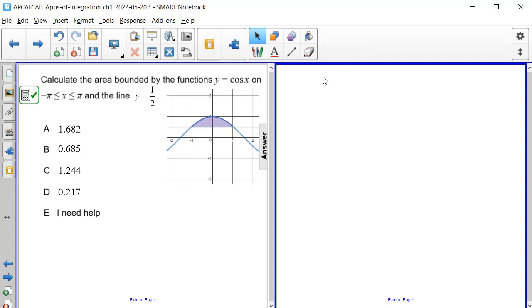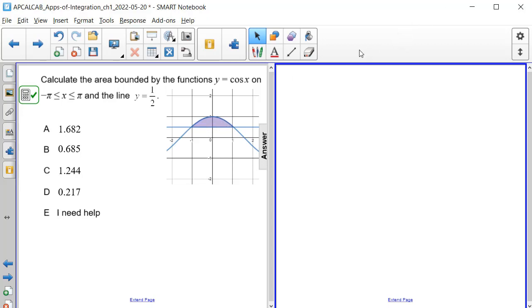Calculate the area bounded by the function y equals cosine of x on the interval from negative pi less than or equal to x less than or equal to pi, and the line y is equal to 1/2. In other words, this shaded region that's provided here.